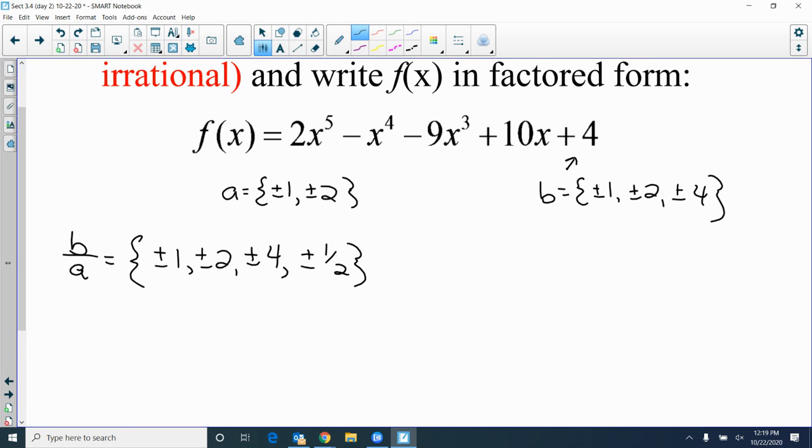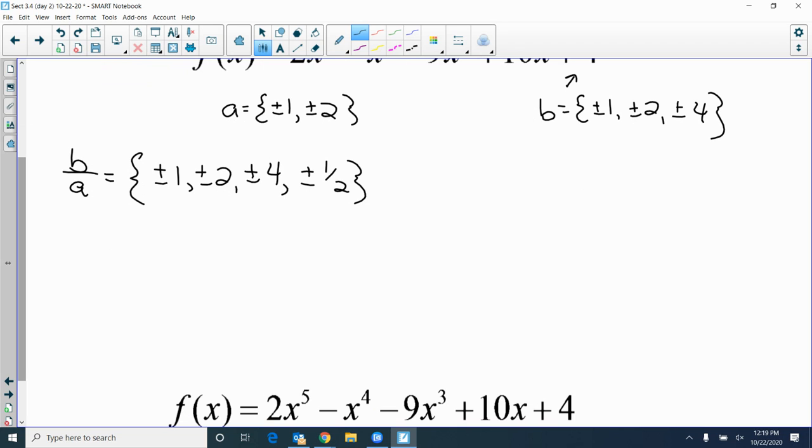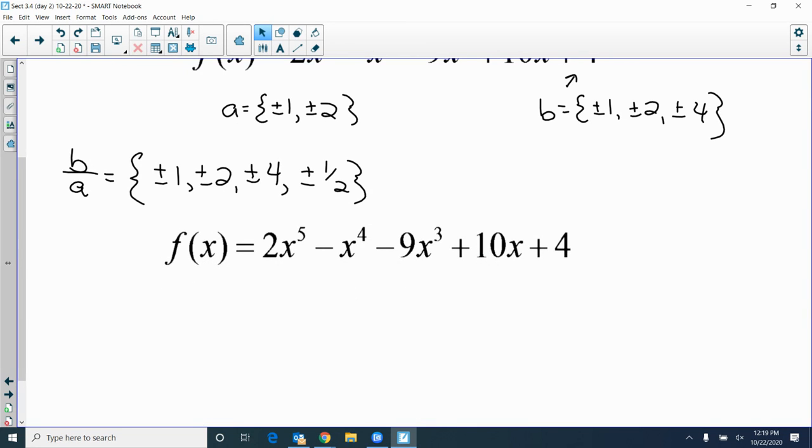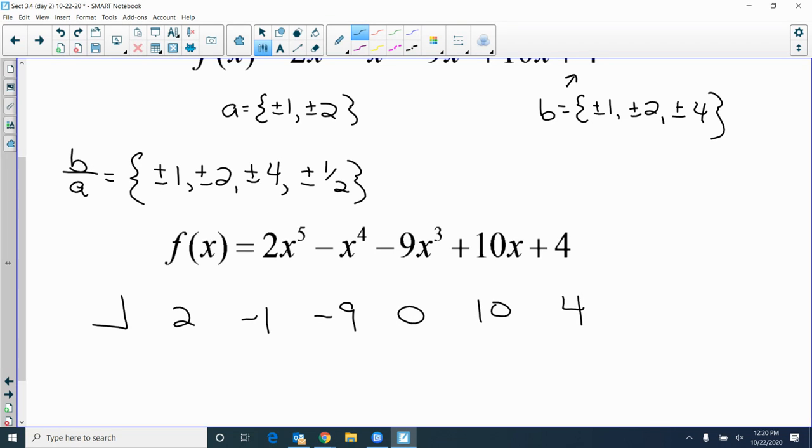All right, pick one. Test it. Now, what's missing here? Oh, we gotta be careful. It's missing a what term? It's missing an x squared, so what do we gotta put into that spot? You gotta put a 0. So whatever you put in the box, make that 2, -1, -9, 0, 10, I got 2. 4.